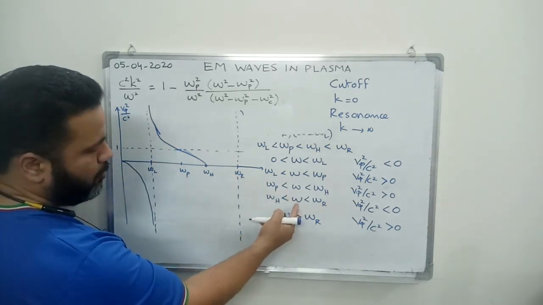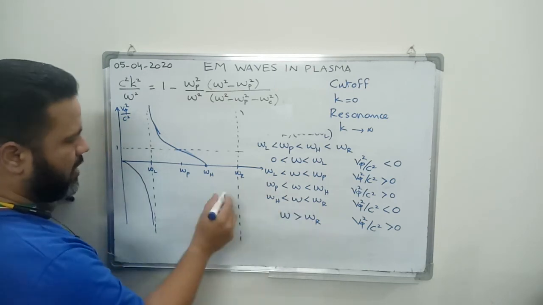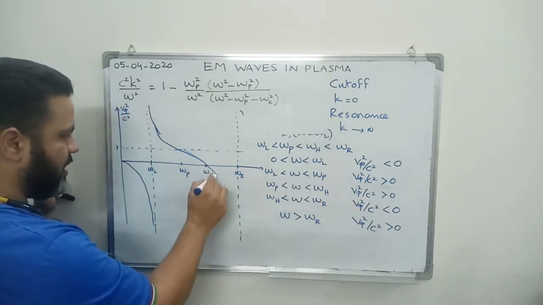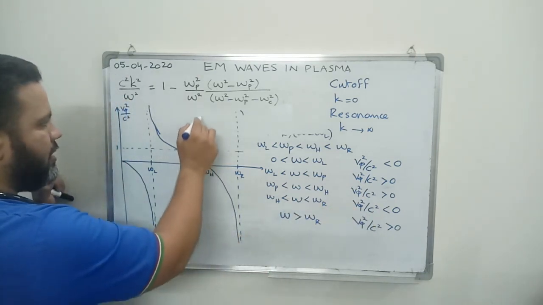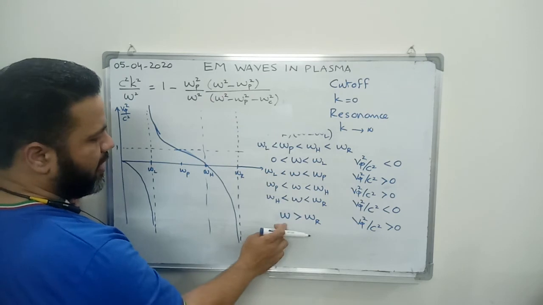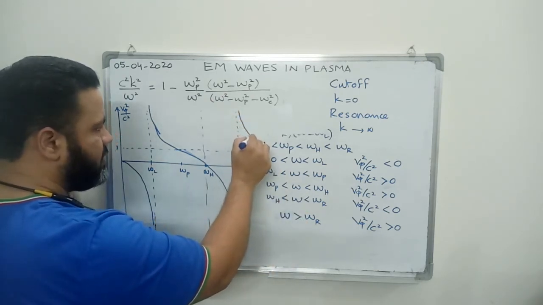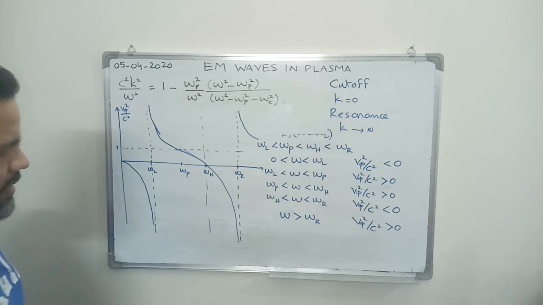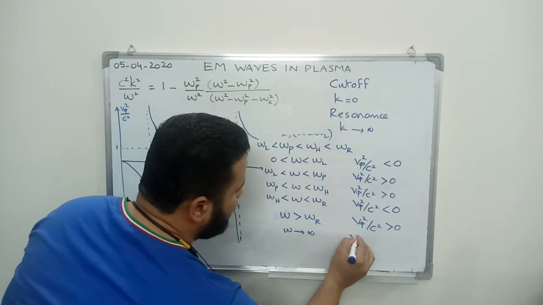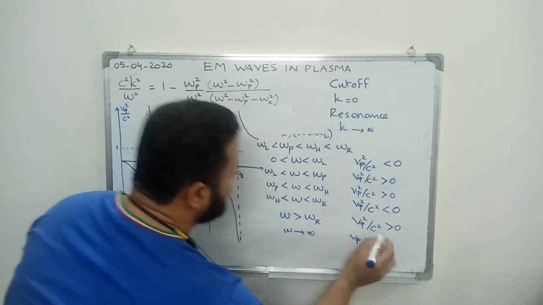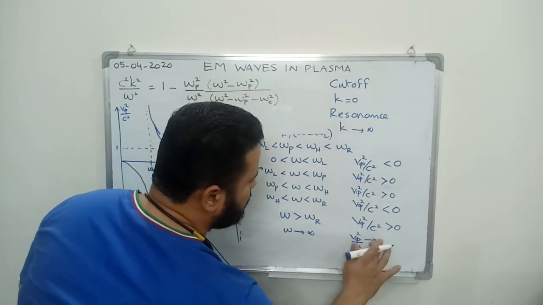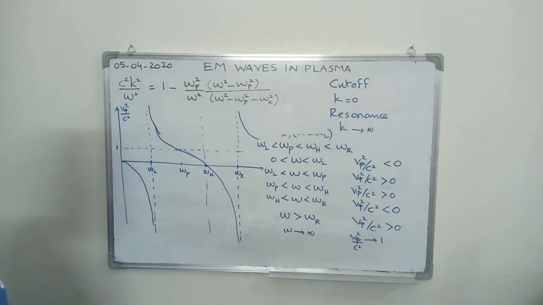So at omega equals omega p, we have v phi equals c. After omega h, when omega is greater than omega h and less than omega r, we again have this v phi squared over c squared as a negative. So we have a negative here. And then again, when omega is greater than omega r, this v phi is going to be positive. There's another thing: if we take omega approaches infinity, then v phi approaches c, or you can say v phi squared over c squared approaches the value of 1.